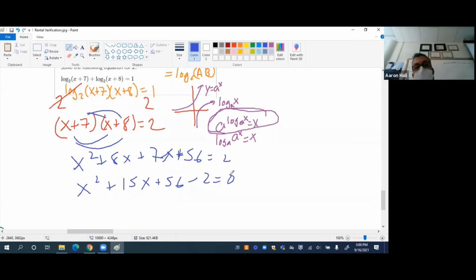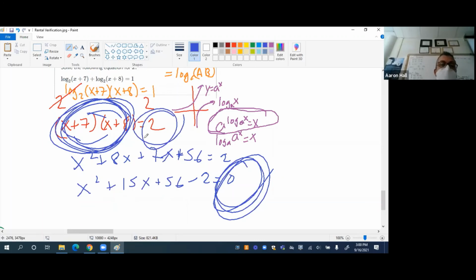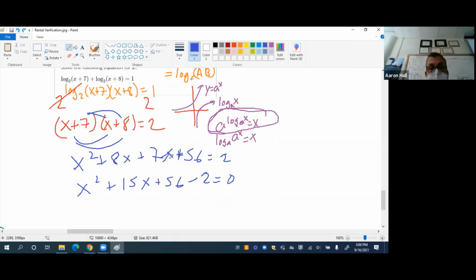Is that okay? Is everybody comfortable with what I did? Or do you feel like I cheated somehow? Are you okay with what I did? Okay. Why do I want 0 over here? Because when I factor, it's so much easier to figure out what are my factors, so I have 0 because the other side is 0. That's why. All right, so what do I do now?